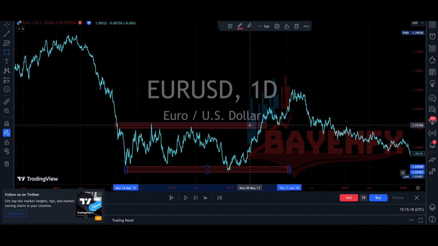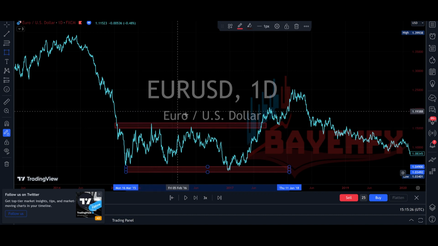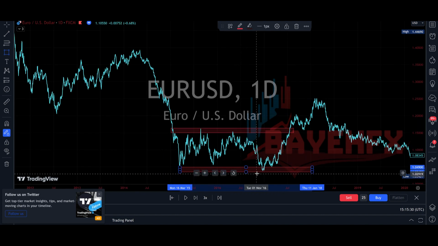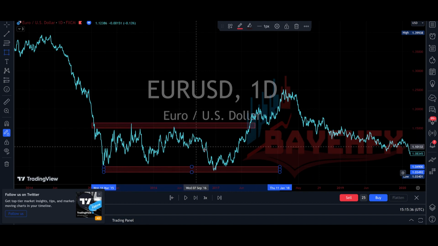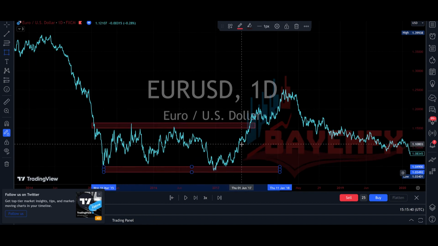This ranging market is just telling you that there's a lot of indecision in the market, right? The buyers have failed to push the market up and the sellers have failed to push the market down. This is just a correctional move, a bearish fall and then a correctional ranging market, before the market continues down.